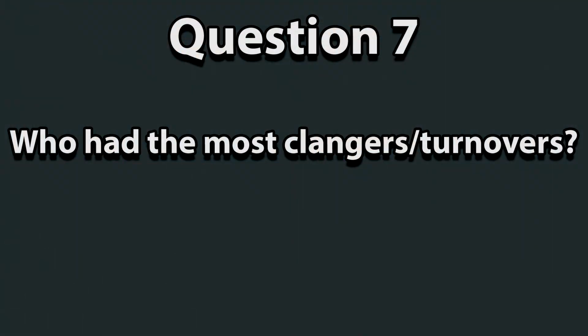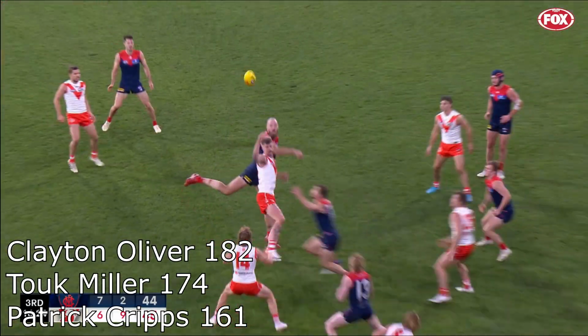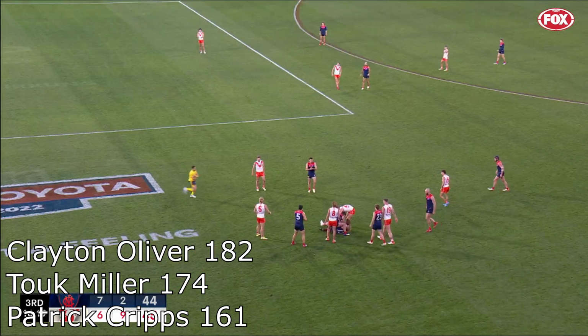Who had the most clangers and turnovers? That would have to be midfielder as they get the ball more. Clayton Oliver 182, Tuke Miller 174, and Patrick Cripps 161.